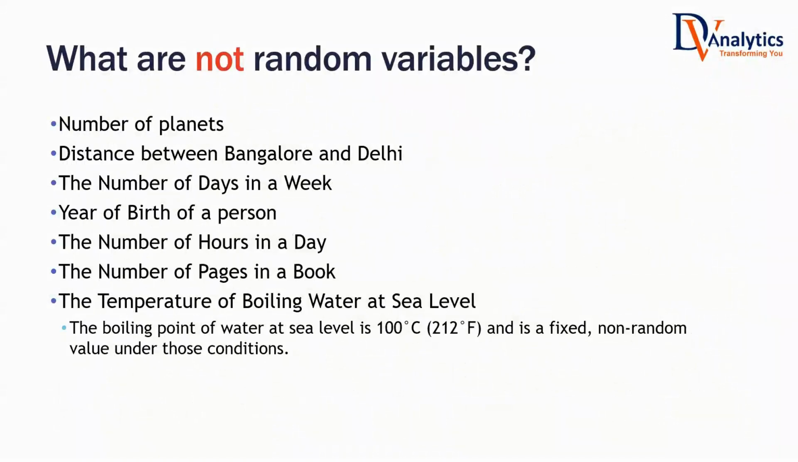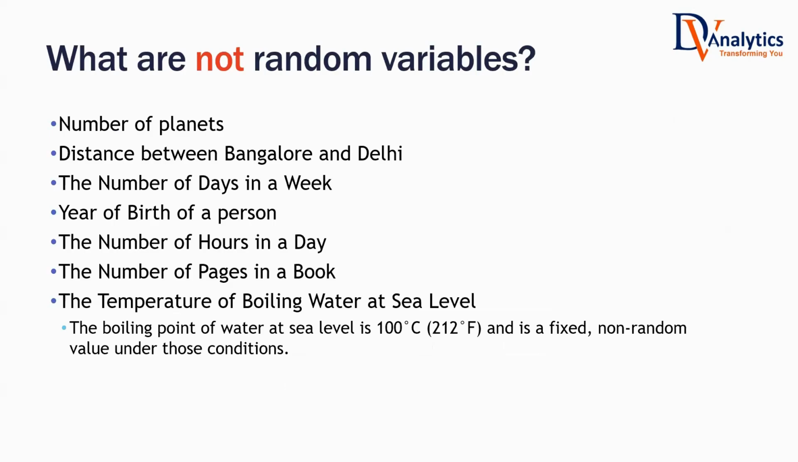What are not random variables? Number of planets. Is it a random variable? Today, the number of planets is this. Tomorrow, will it change? In the planetary system, we have a fixed number of planets. Okay, number of planets in 2019. That was not a random variable, isn't it?